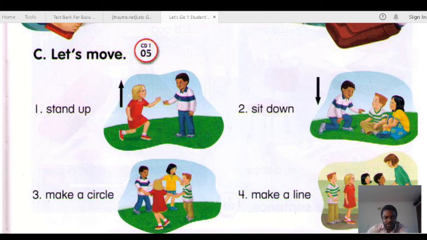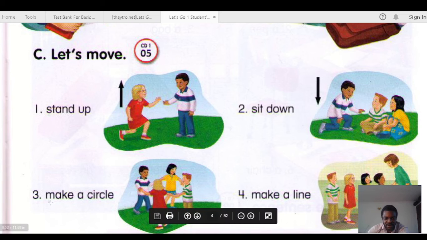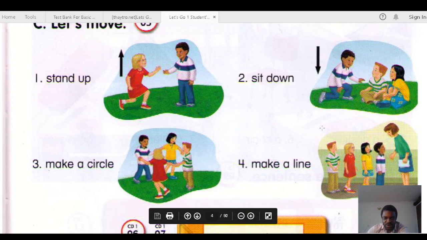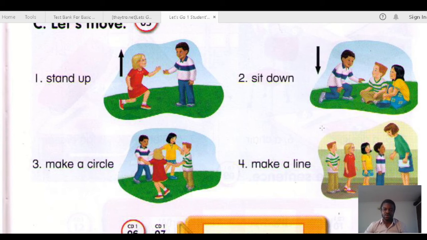Don't forget your verbs. I explained to you these verbs, they are very important. We'll be using them a lot. In every sentence, you must see them. Here, they told us about a few of them: stand, sit, make a circle, and make a line. When we're talking about verbs, we're talking about the things that we're doing. When you're doing something, you're talking. Talk is a verb. Looking at someone is a verb.